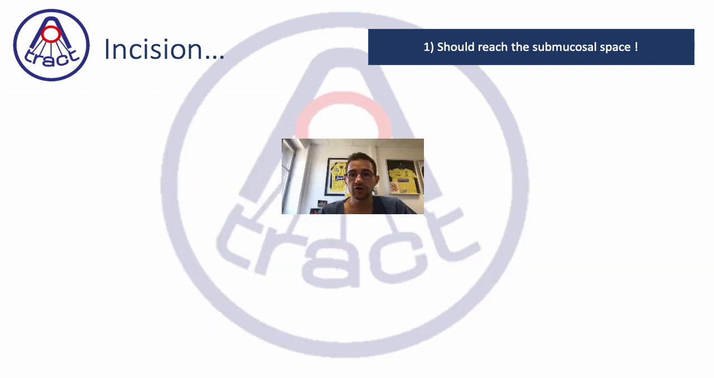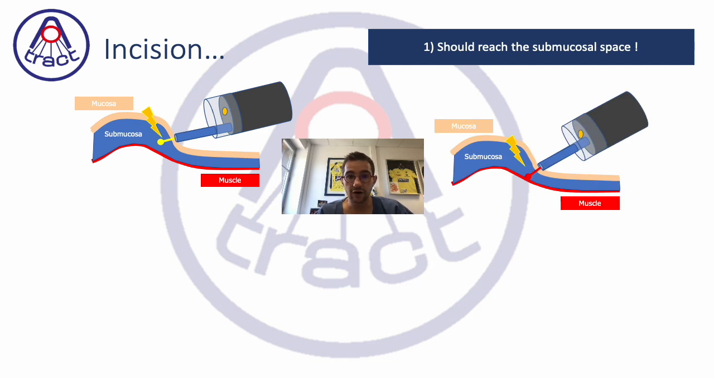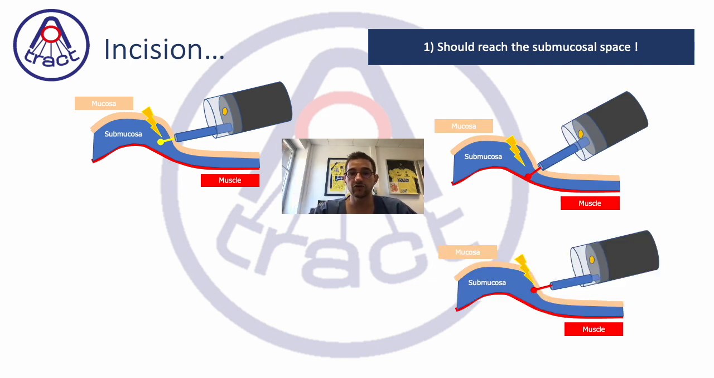Second point now, you want to reach the submucosa. It means that the tip of the needle, when you use a needle type knife, will be in the submucosa. For example, in the colon with a 1.5 millimeter needle, you want to have an incision of 1.5 millimeter, not less or not more. It means you don't want to touch the muscle from the beginning, and you don't want to cut very superficially, a shallow incision, because you will see there are a lot of problems due to this.